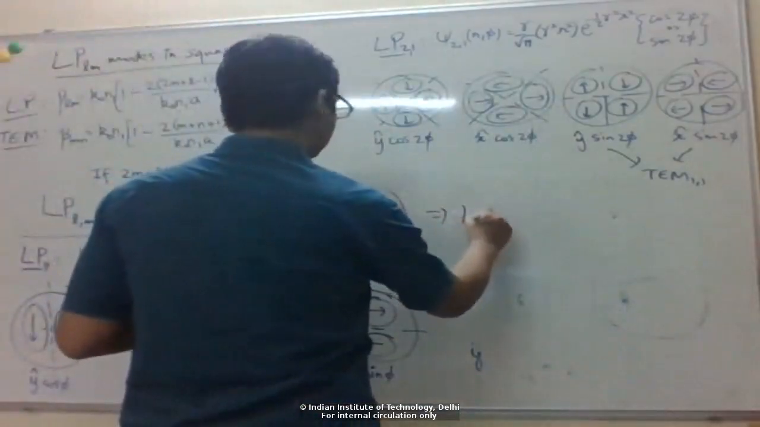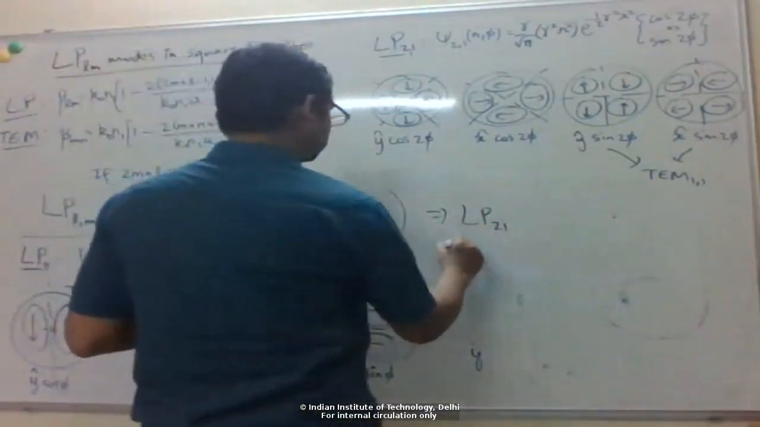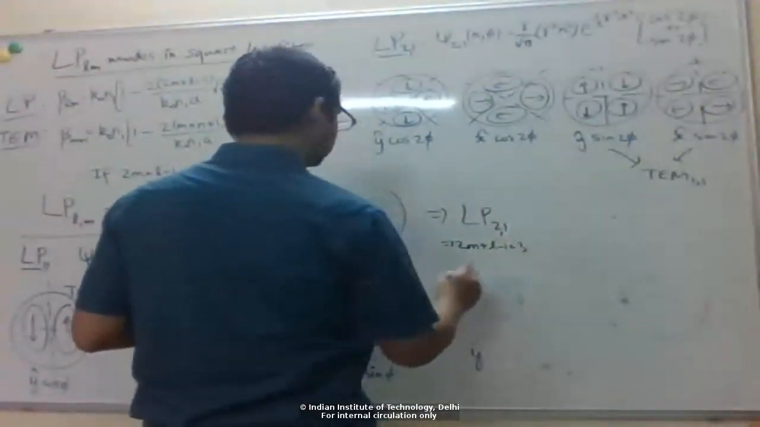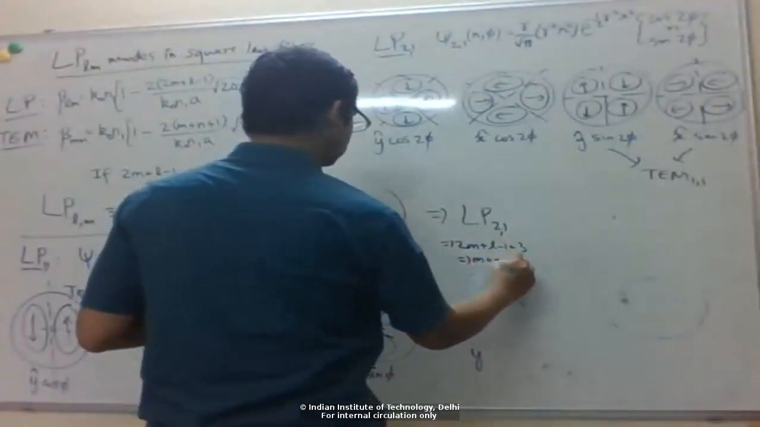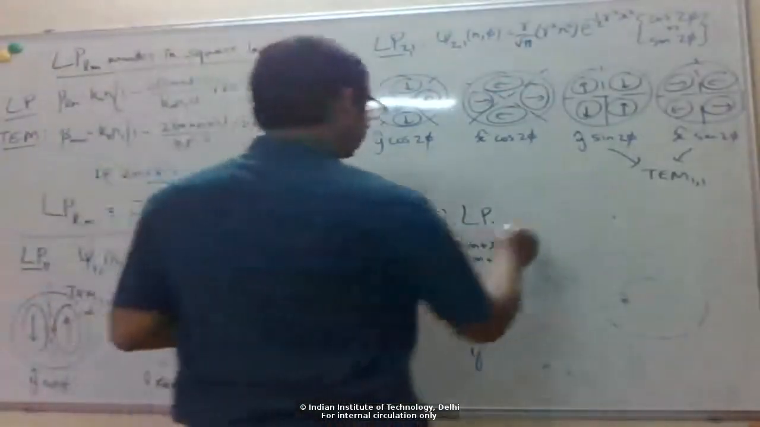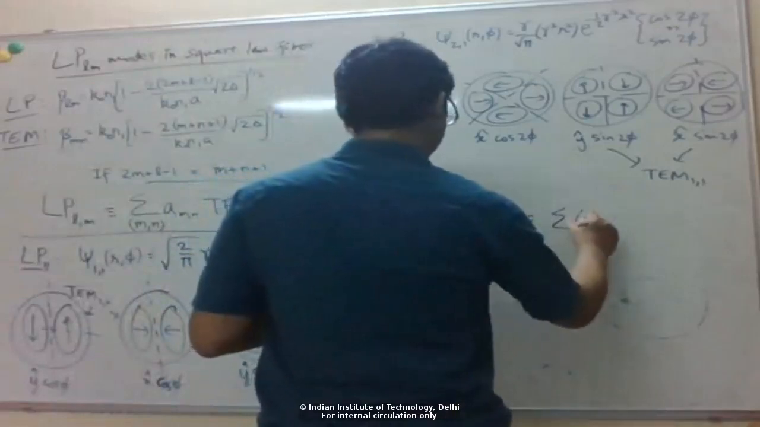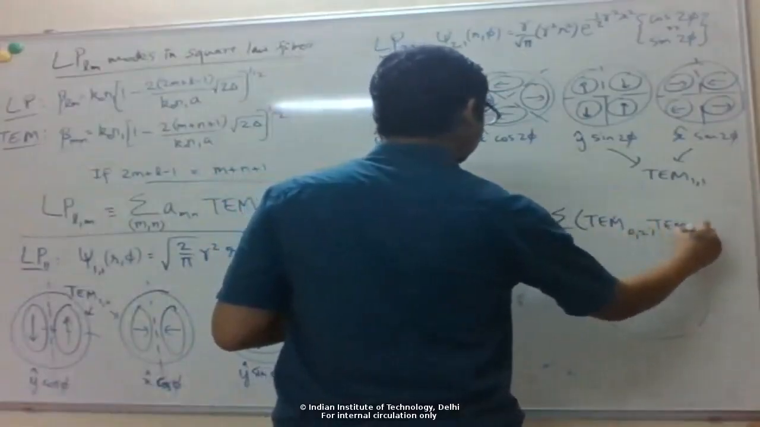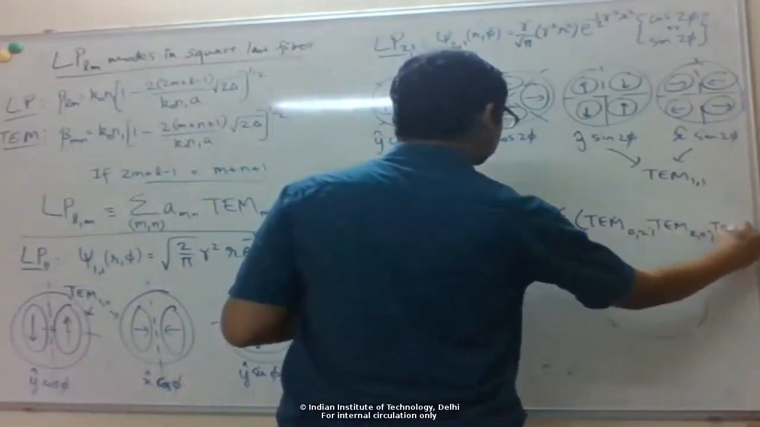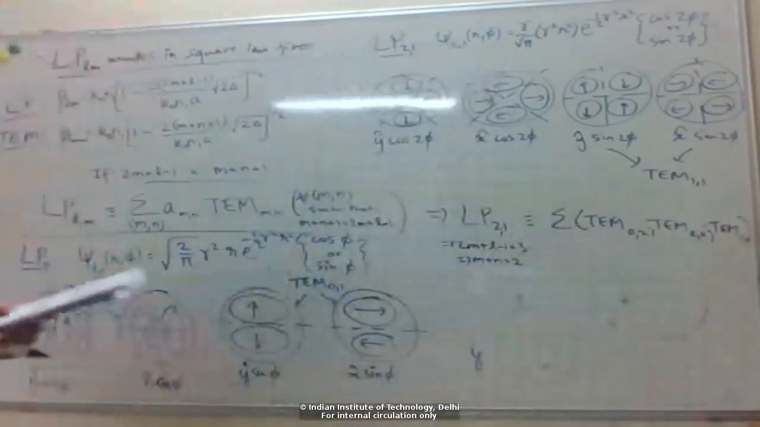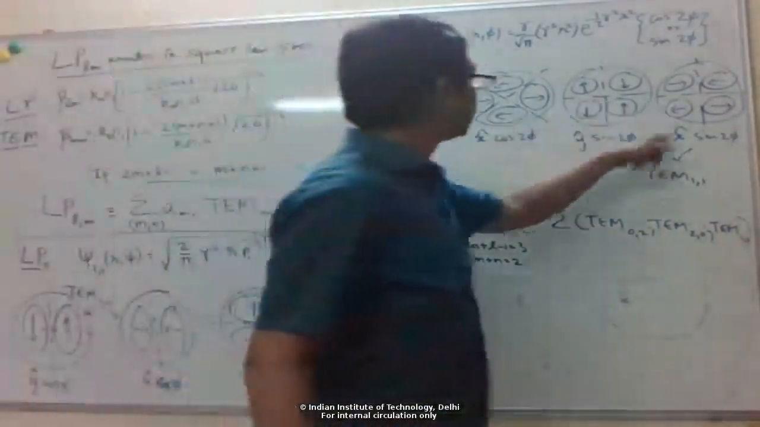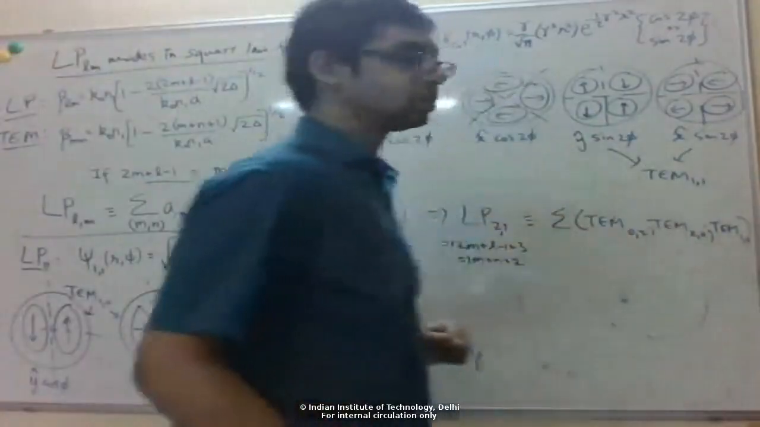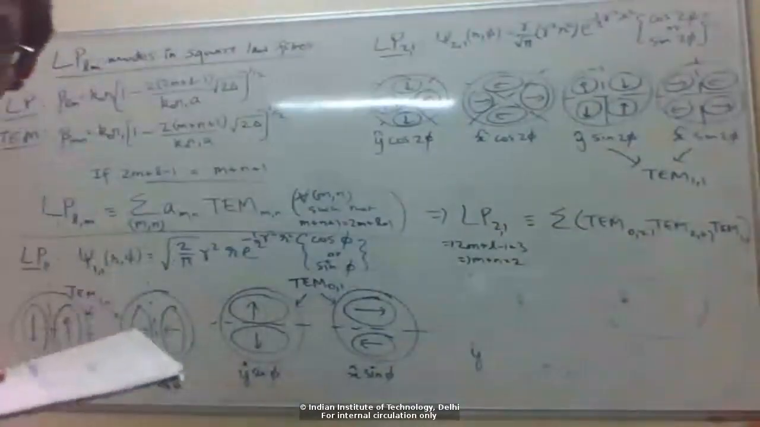For example, if I take LP21, this implies 2m plus l minus 1 is equal to 3. This implies m plus n should be equal to 2. So this I can write as some linear combination of TEM02, TEM20 and TEM11. You can see that two of these modes you can directly see are just coming from TEM11. The coefficients for these two are 0. But for these, you need to.